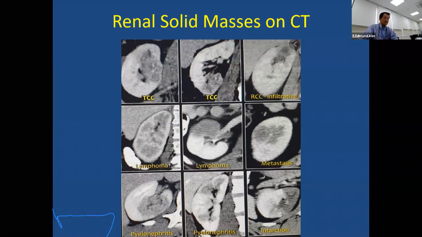Then there is transitional cell, blocking the collecting system. Sometimes renal tumors are infiltrating the parenchymal tissue. Lymphoma is diffuse or sometimes focal. Metastasis is usually well defined, with enhancement in the periphery. Pyelonephritis is very non-uniform, sometimes with air, in fact with segmental low perfusion areas.